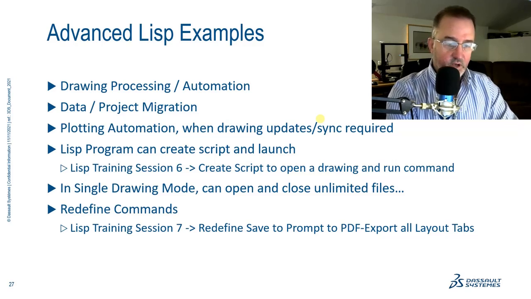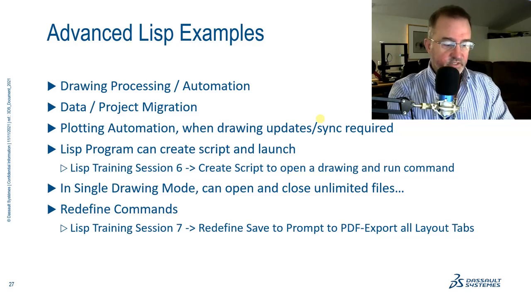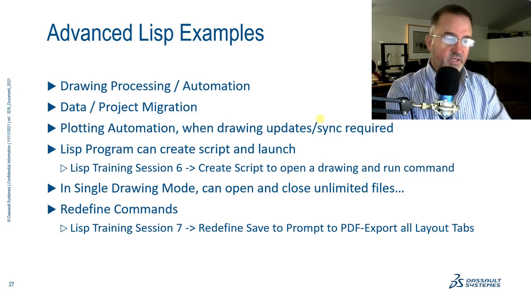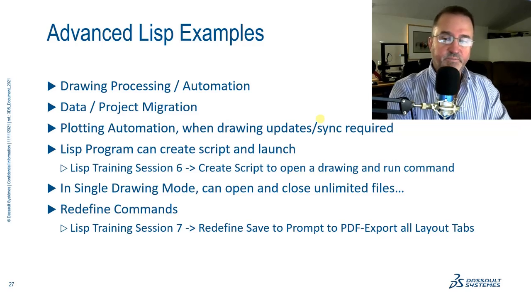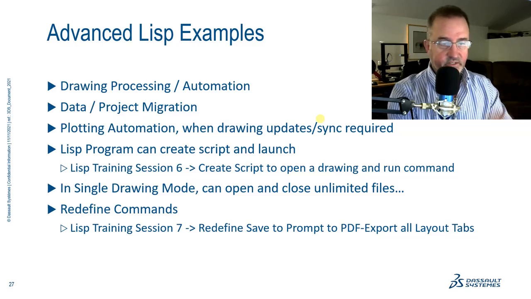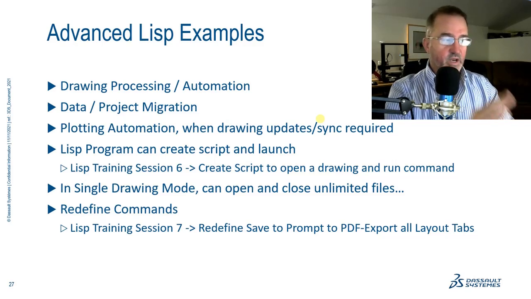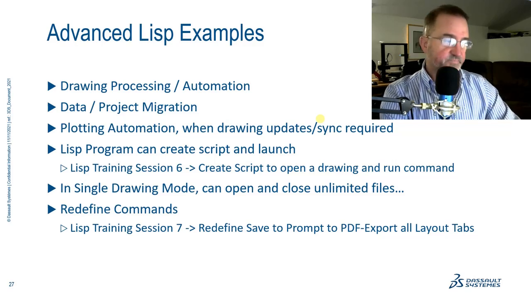Now, the other thing we can do is redefine commands. In fact, different than aliases, we can actually take a command and redefine it so it does something different. As an example, in session 7, I redefine the save command. So every time you pick save in your drawing, a prompt comes up and it says, do you want me to update all the tabs, all your layout tabs, and create PDFs of all those? It usually takes a couple seconds and it's done. So you can hit no or yes, but I have a dialogue and interface for that, and I show you how to make that whole process work. So in session 7, the last session, we go through how you set that up, how you make it work, and how you redefine the command, which is save.